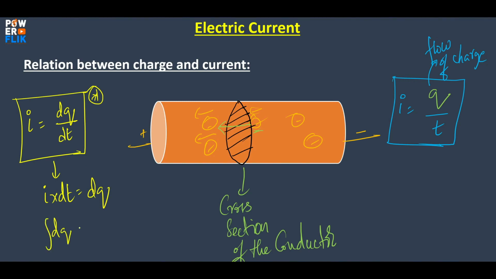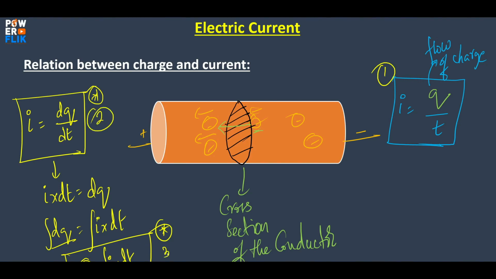Integrating on both sides, I into dt will give q, and I have the integral of dt. This is another form of current with respect to charge. So we have three forms of equation which tell us the relation between current and charge.